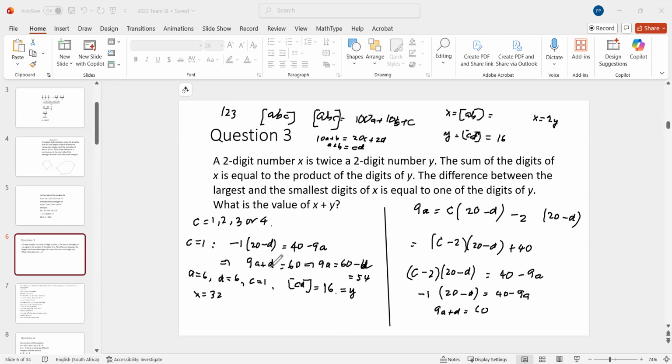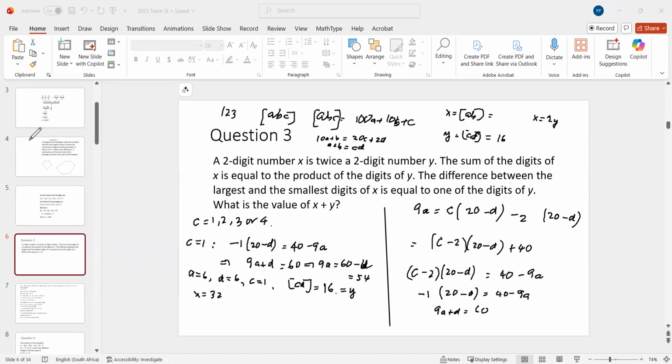Yeah, d can't be. Yeah, this is more than 60. So d is actually 9a is 60 minus d, and yeah, d equals 6 is not what we're looking for. We want this to be 60, a multiple of 9, so d is equal to 6. I'm sorry, I can't see what the error is.